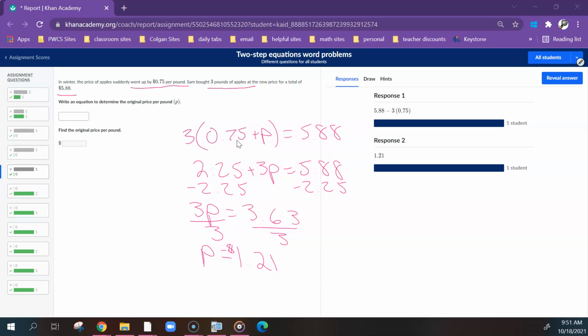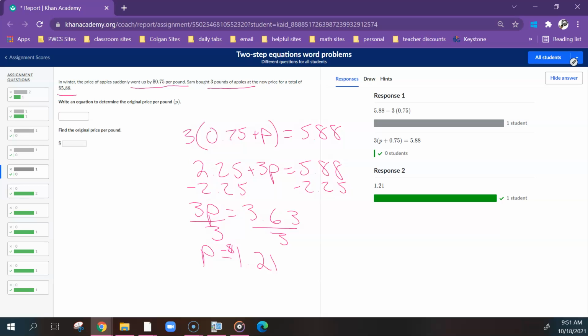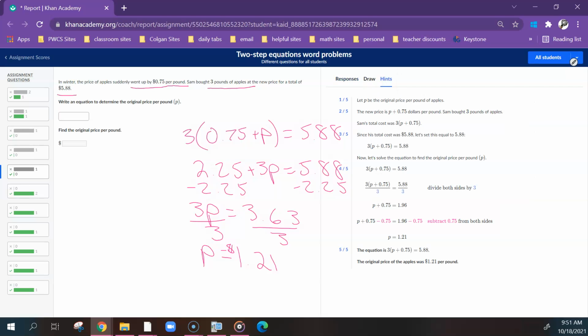This one I think isn't for you guys' class. But when I look, they tried to put this in as the equation, and that was incorrect. 1.21 was the final answer, but if I go into hints, I can see what the actual equation was. We needed to add P and 75, and multiply everything by 3 and set it equal to 5.88. So that was our equation, that was our answer.